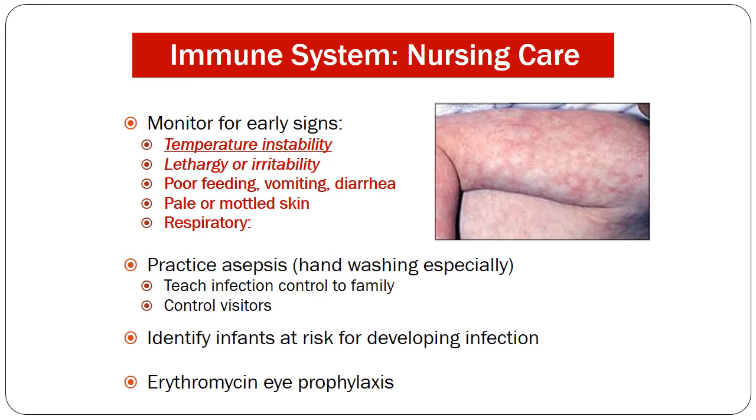You always want to identify infants at risk for developing infection. Again, looking at mom's prenatal history, looking at the labor history. And we use erythromycin eye prophylaxis to protect the baby from developing conjunctivitis from either chlamydia or gonorrhea.